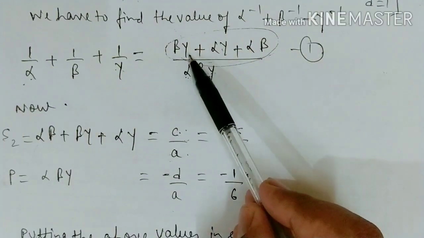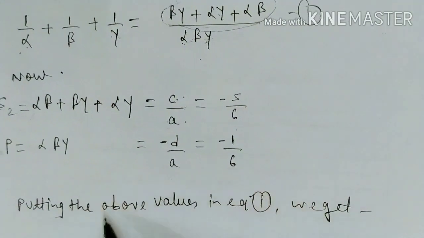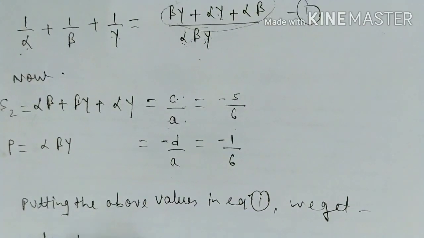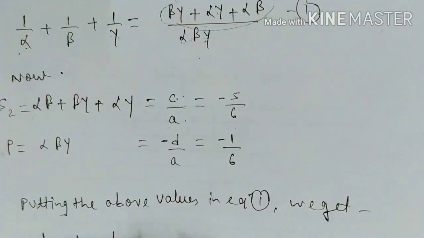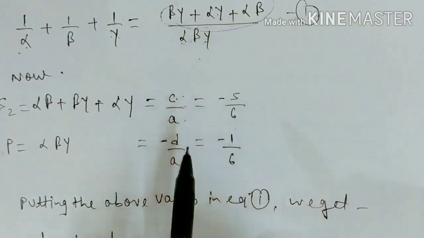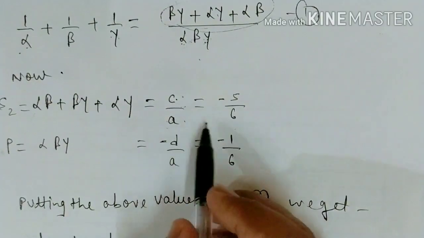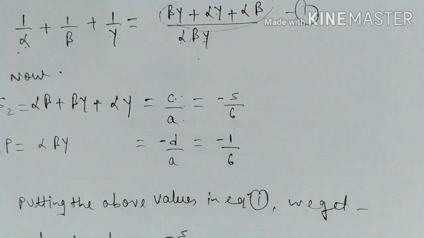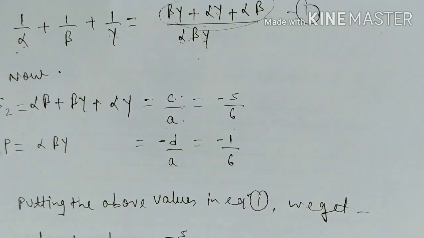So here I am putting the value beta gamma plus gamma alpha. So what is the value here? So here I will write that 1 upon alpha plus 1 upon beta plus 1 upon gamma will be equal to, here I am putting minus 5 by 6, divided by alpha into beta into gamma, whose value is minus 1 by 6. So here I am writing minus 1 by 6. Is this clear? This 6 will cancel out.